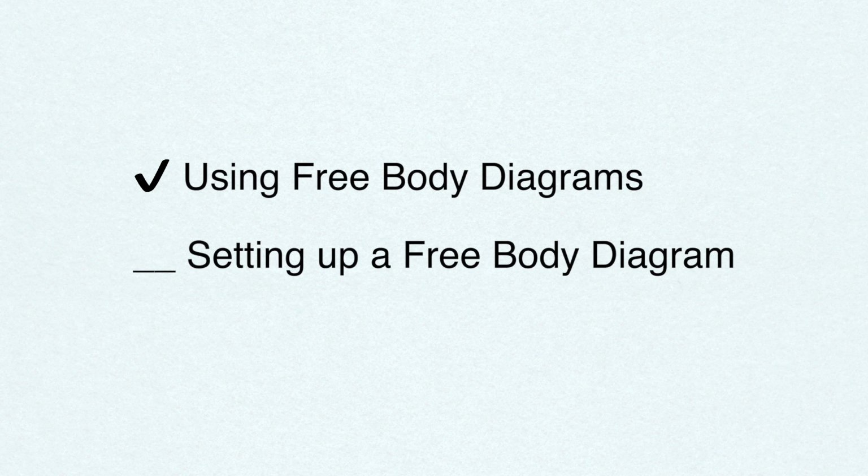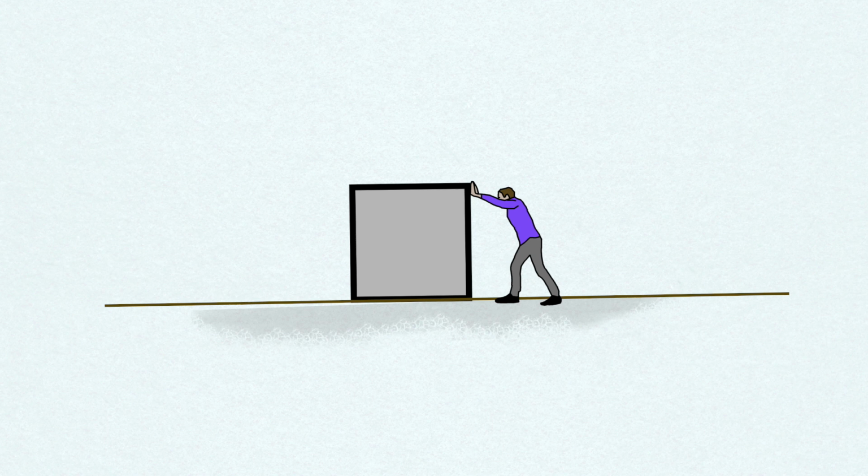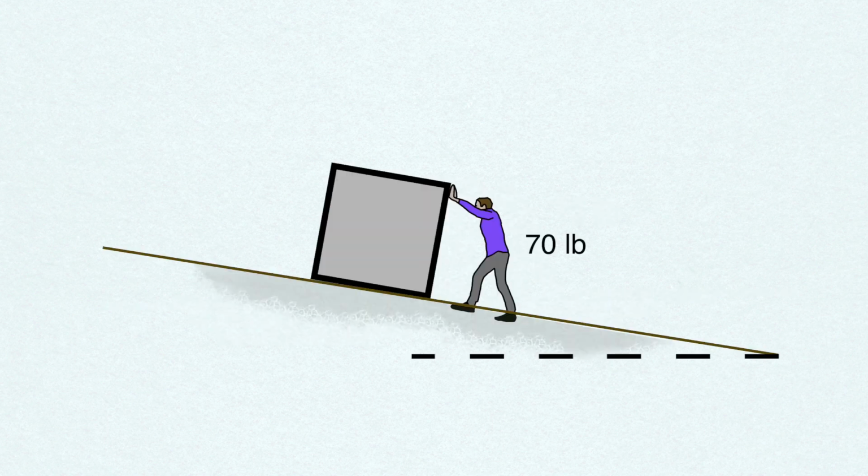Up until now, we've been dealing with deciphering a free body diagram. When it comes to actually setting one up, each situation is different. Maybe you have a guy pushing objects at 70 pounds of force. Maybe it's on an incline. Each scenario is different. So there isn't any standard way of setting up a free body diagram.